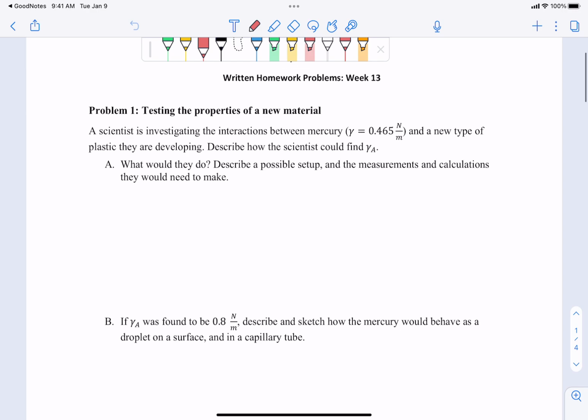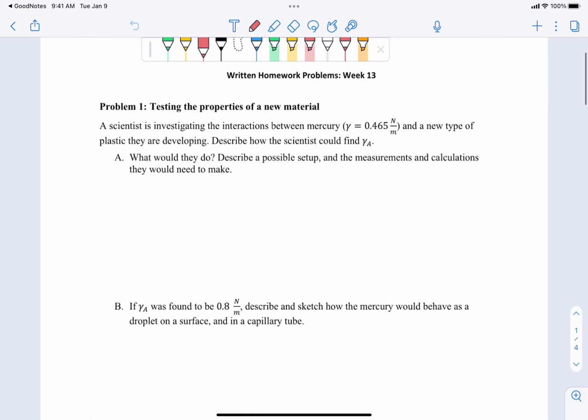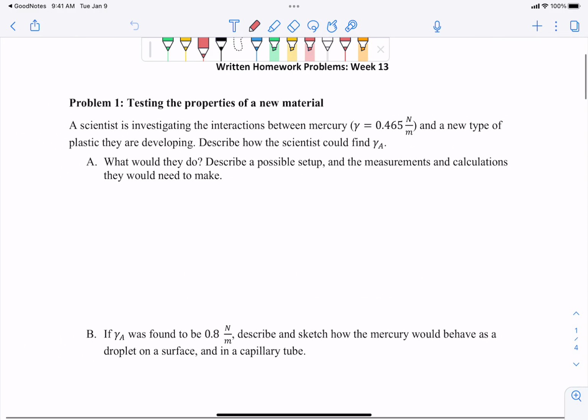Alrighty, so this is written homework for week 13. We have 4 problems. The first one is, like I said, going to be a little bit more conceptual as opposed to the others. A lot more explaining and just kind of drawing as well. At least that's what I did when I explained it. But we can go ahead and start.